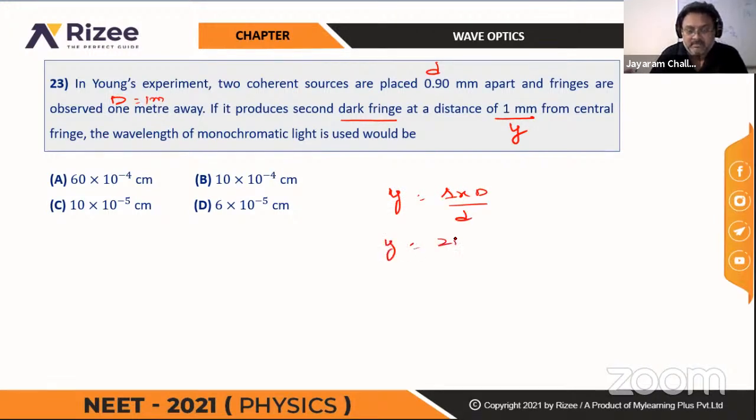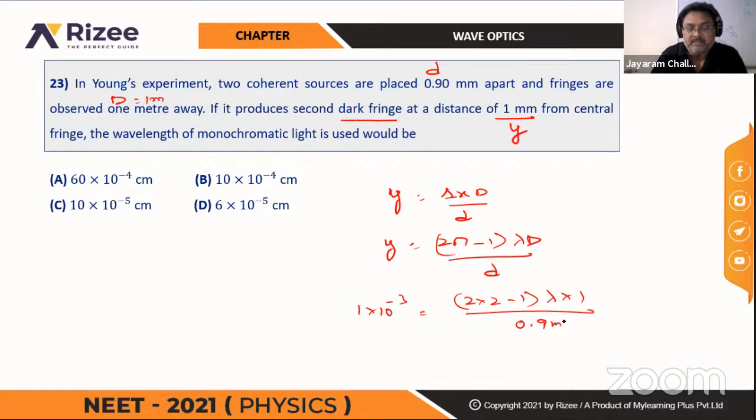Y is equal to 2n minus 1 into, Y value is 1 mm, is equal to, so second dark he is asking, that is 2 into 2 minus 1 into wavelength, that is the one we need to determine, and capital D is 1 meter by small d is 0.9 mm. Now cross multiply this one. So this will be 9 into 10 to the power of minus 3 minus 3, minus 6, and 0.9 minus 7, is equal to 4 minus 1, 3 lambda.